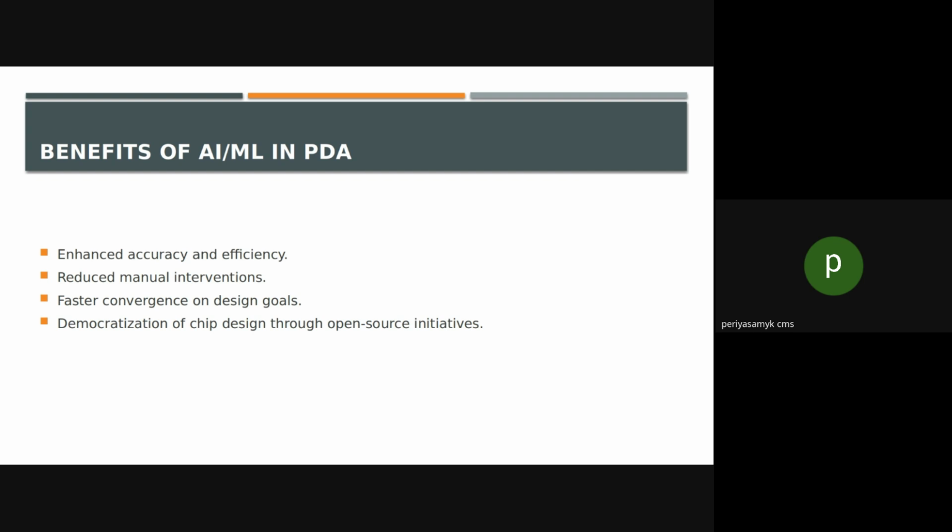Faster convergence on design goals. Machine learning models can quickly assess large design spaces and identify optimal configurations, ensuring that the design process reaches its goals more quickly. AI can also predict potential bottlenecks or issues, helping the design team address them early on and refine the design towards its final optimized form.